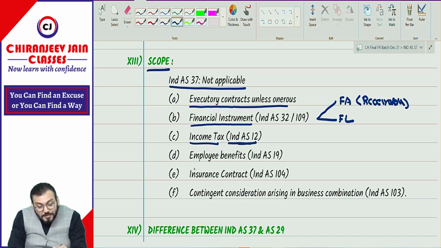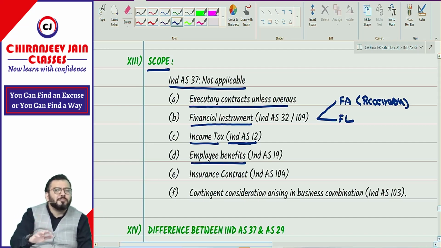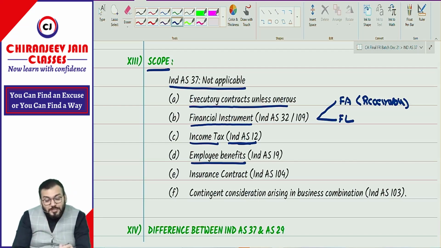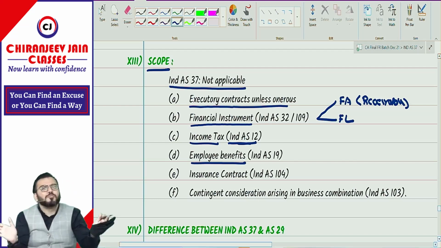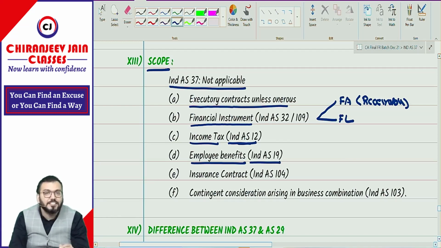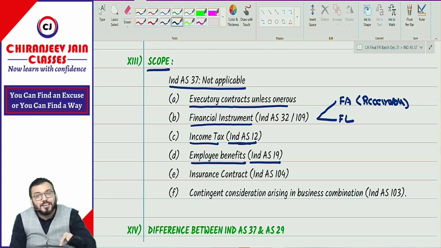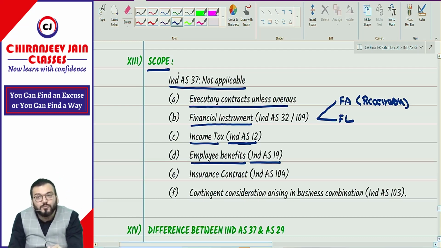Correct. Then employee benefits. There may be some provision for gratuity, and that will meet the definition of provision. Provision for gratuity, you know. So whatever provision we create for employee benefits is covered under Ind AS 19, a specific Ind AS. Even though it meets the definition of a provision, it is not covered under this Ind AS because it is scoped out from Ind AS 37.